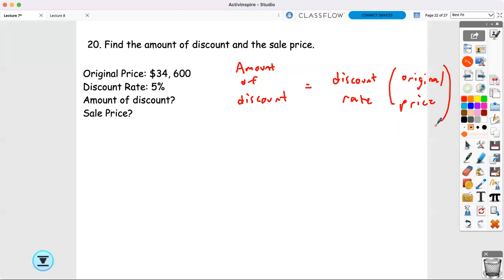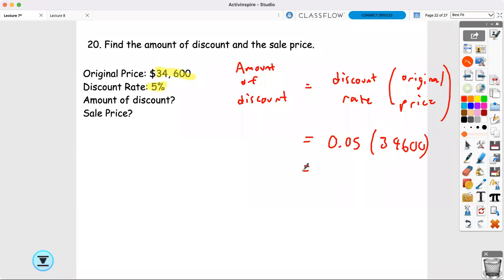All right, so let's look at the problem setup. So we have original price, we have discount rate. So we have the things we need to find the amount of discount. So the discount rate 5% as a decimal, 0.05, parentheses, original price 34,600. Plugged in, multiply those two values to get the amount of discount.